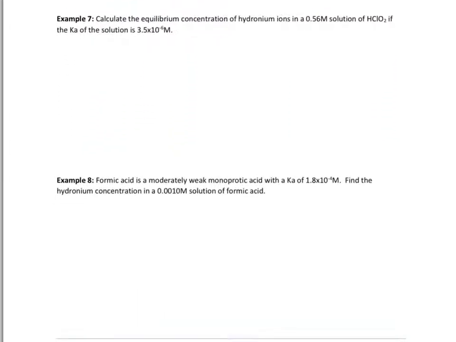Example 7. Calculate the equilibrium concentration of hydronium ions in a 0.56 molar solution of HClO2 if the Ka of the solution is 3.5 times 10 to the negative 6 molar. Well, we're looking at a 0.56 molar solution of HClO2. HClO2 is a weak acid, and the concentration given is not directly at equilibrium, therefore we must use an ICE table. So as before, the beginning of this question is no different.